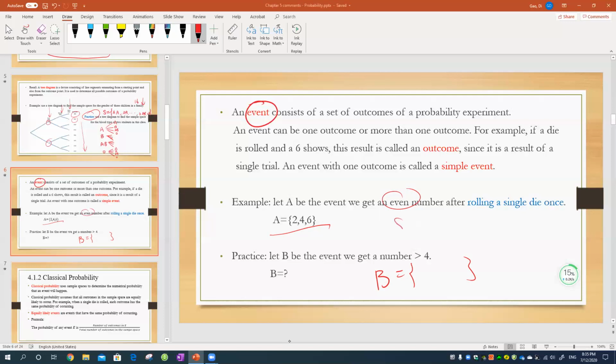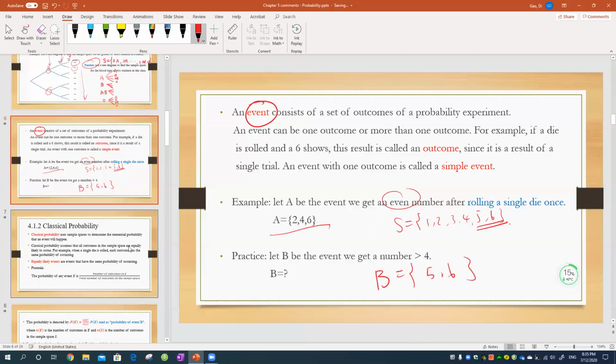So the sample space S equals 1, 2, 3, 4, 5, 6. Then we look at all possible outcomes with this requirement, a number more than 4, so 5 and 6. So this event B is going to be 5 and 6, and then we write it in set notation, which is using the curly bracket. So now we got the event B.